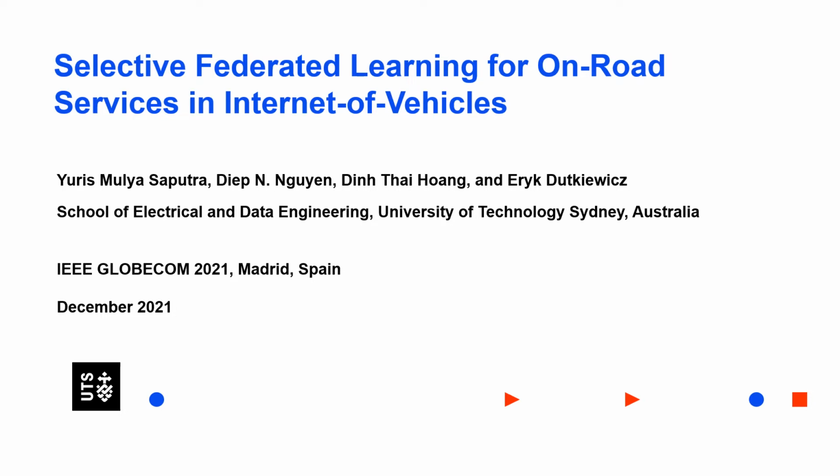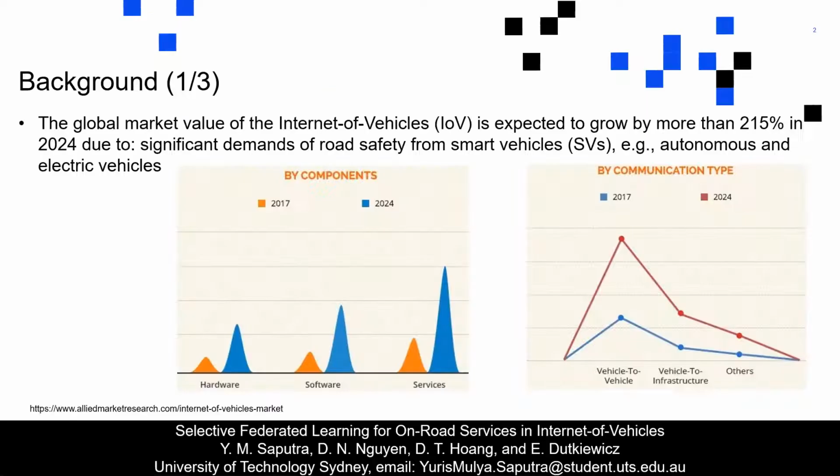Today I would like to present my Globecom paper, namely Selective Federated Learning for On-Road Services in Internet of Vehicles. The Internet of Vehicles has emerged as one of the most promising solutions to enable efficient services for intelligent transportation systems, for example, driving safety and also high economic efficiency.